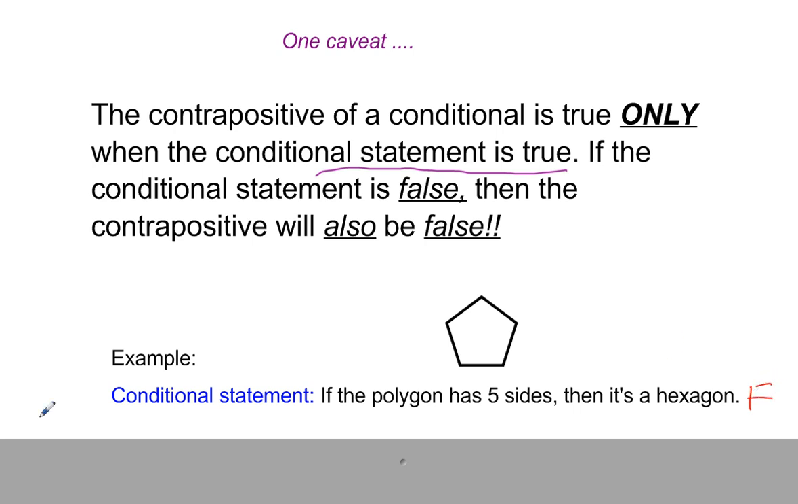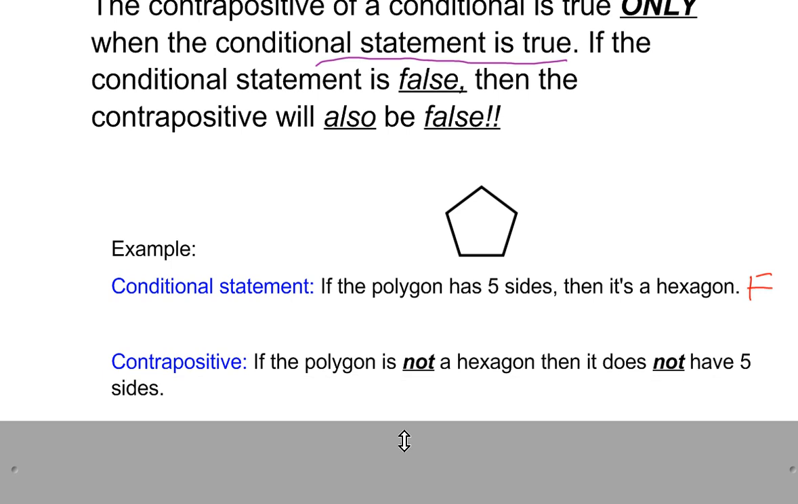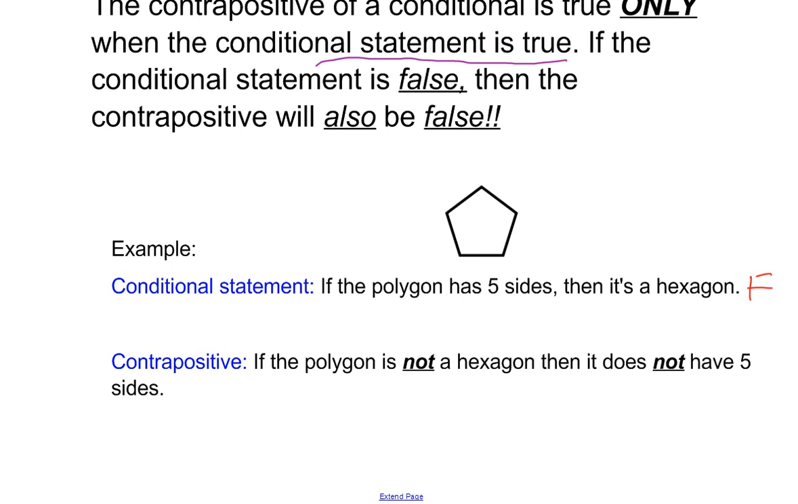So now let's see what the contrapositive looks like. Contrapositive: if the polygon is not a hexagon, then it does not have 5 sides. Well, let's take a look. Let's see if we can draw a polygon that is not a hexagon. In other words, if I drew a polygon that is not a hexagon, does it really not have 5 sides? I don't know. Let's see.